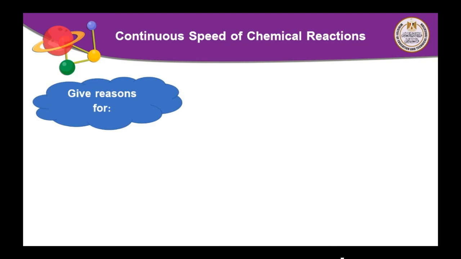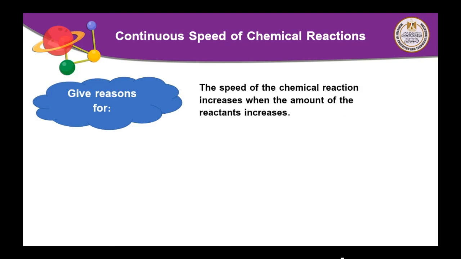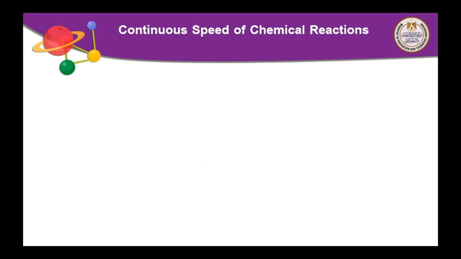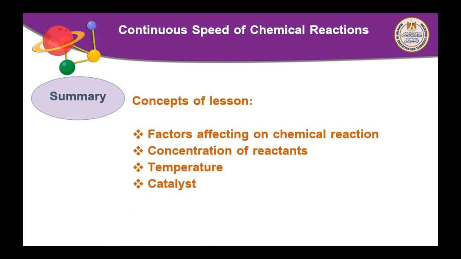Question number 2. Give reason. The speed of the chemical reaction increases when the amount of reactant increases. Why? Because by increasing the number of molecules, the speed of the chemical reaction increases. Now, we talked about some concepts, factors affecting the chemical reaction such as concentration of reactant, temperature, catalyst, and enzymes.